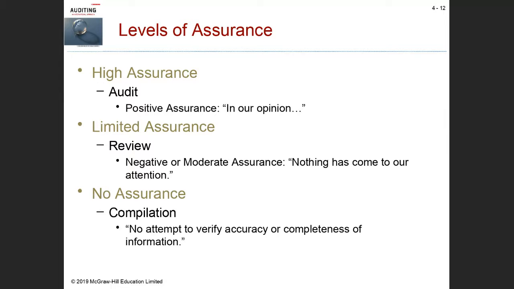But what we say there, sometimes we call this a negative type of assurance. In an audit, we give positive assurance because we actually state an opinion. In our opinion, these financial statements present fairly. But in a review engagement, we'll give moderate assurance, and we do that by giving what we call negative assurance. So in a review engagement, what we say is nothing has come to our attention that leads us to believe the financial statements are not in accordance with IFRS, for example. So nothing has come to our attention.